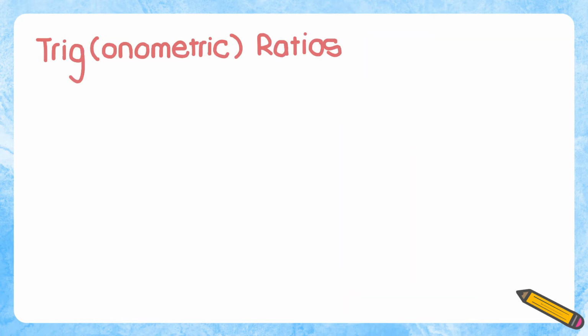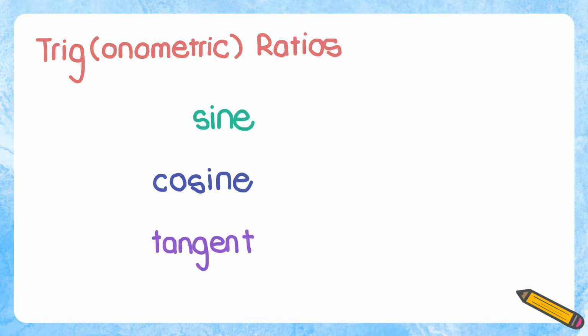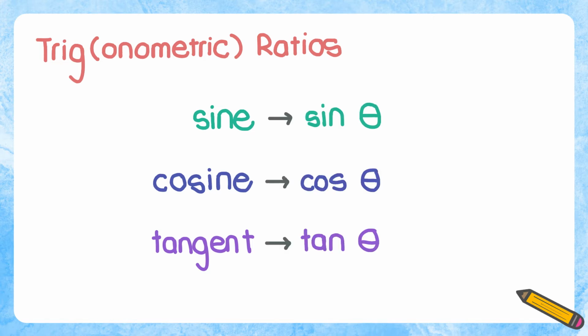And so today, we are going to learn about 3 trigonometric or trig ratios. The first trig ratio is called sine. Our second trig ratio is called cosine. And our third trig ratio is called tangent. So sine, cosine, and tangent are trig functions which are often abbreviated in the following manner.